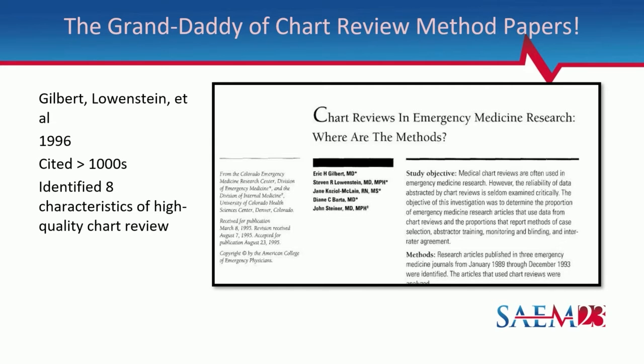This is the granddaddy of the chart review papers. There are 3 big papers we're going to talk about. This is the first one. This is the one that almost everybody cites in their chart review manuscript. So if you're going to read one paper, I'd read this one. It's 1996, so pretty long ago, but it hasn't changed that much. I always want to say Gilbert and Sullivan, but it's Gilbert and Lowenstein. Gilbert and Sullivan, I believe, are musical composers. But this is Gilbert and Lowenstein.